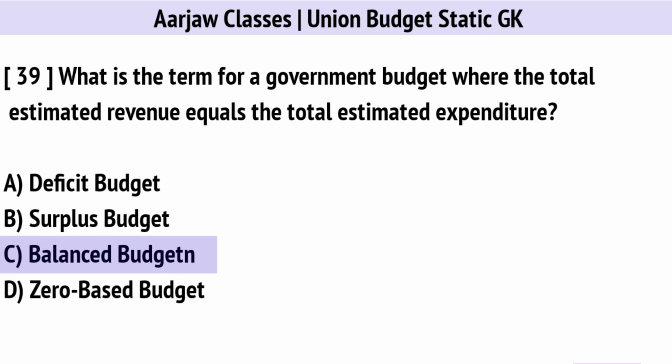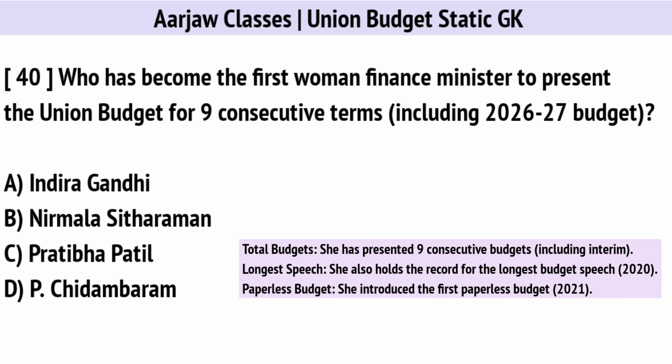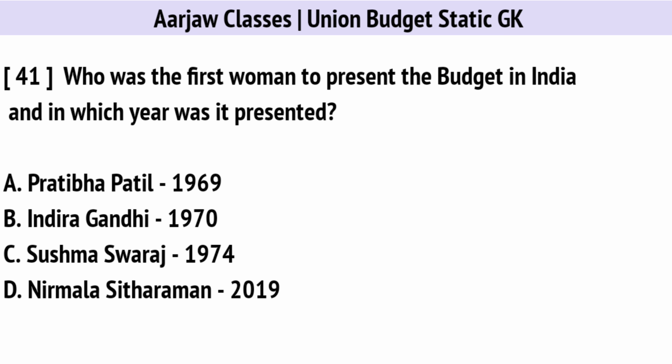Correct option is C. Balanced budget. Who has become the first woman finance minister to present the union budget for 9 consecutive terms? Correct option is B. Nirmala Sitharaman. Who was the first woman to present the budget in India and in which year was it presented?